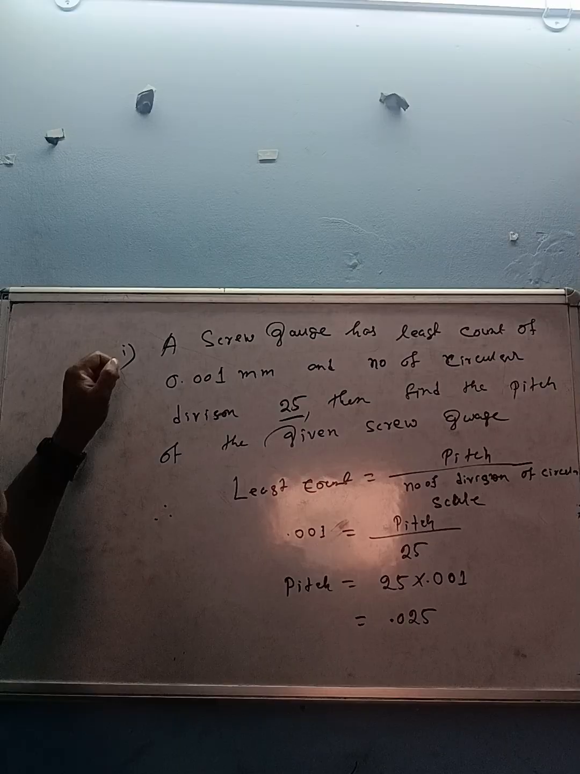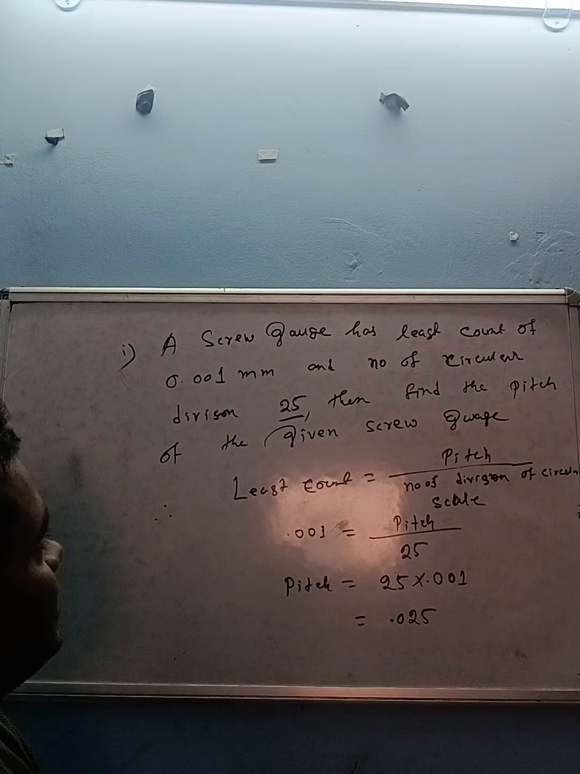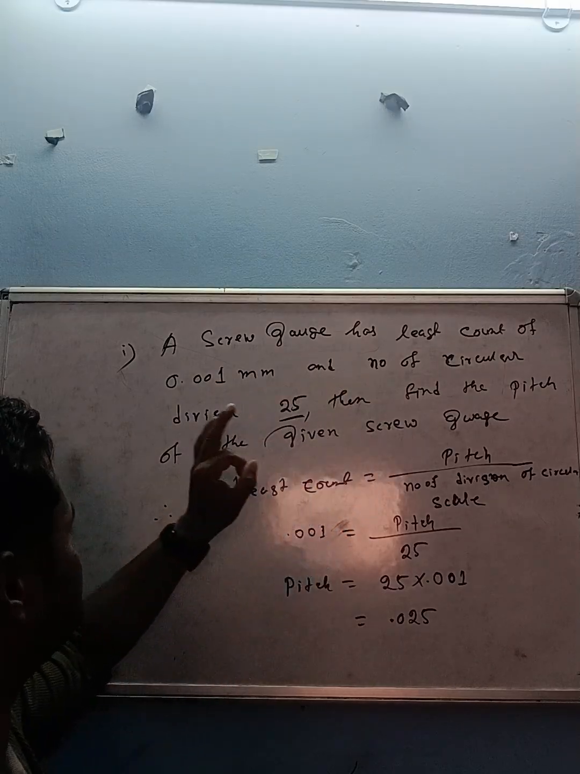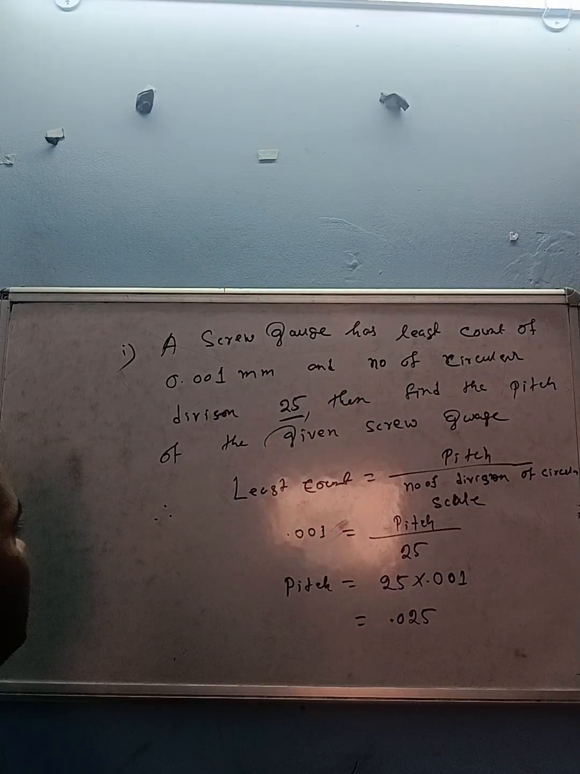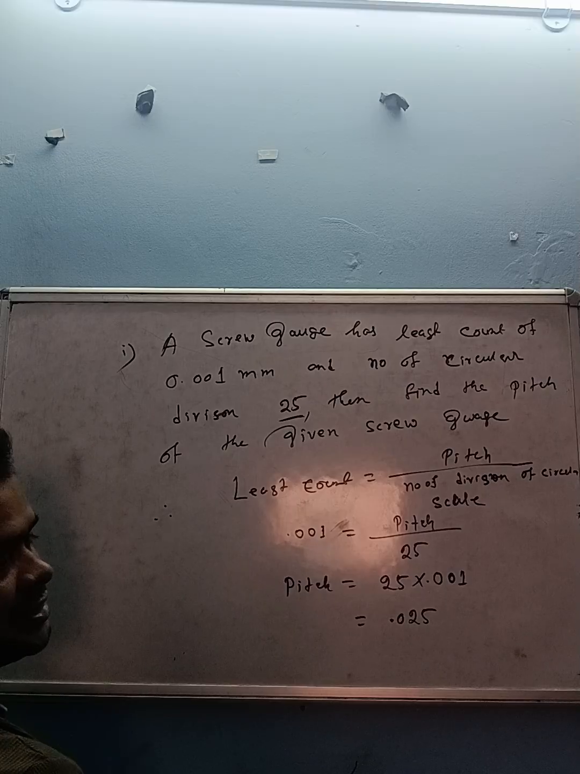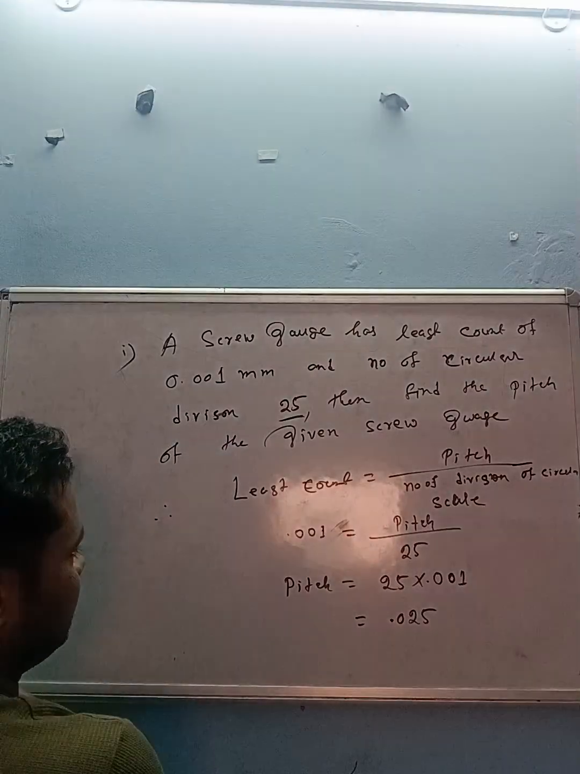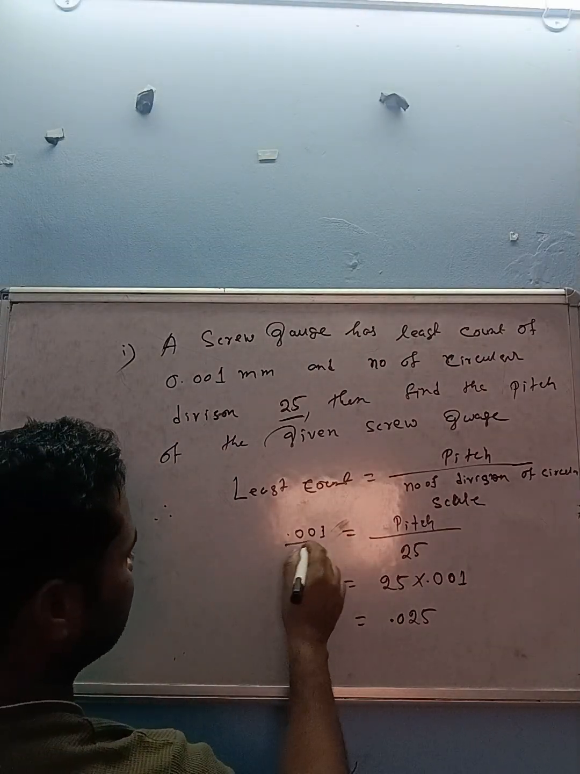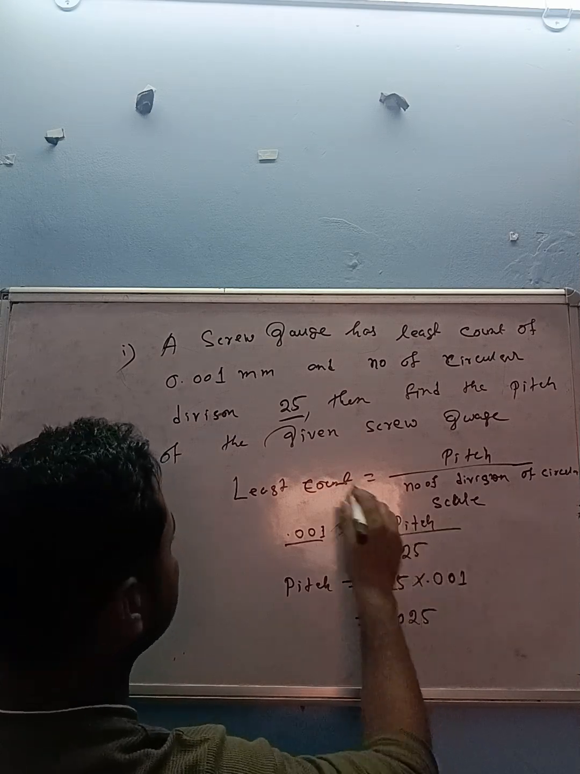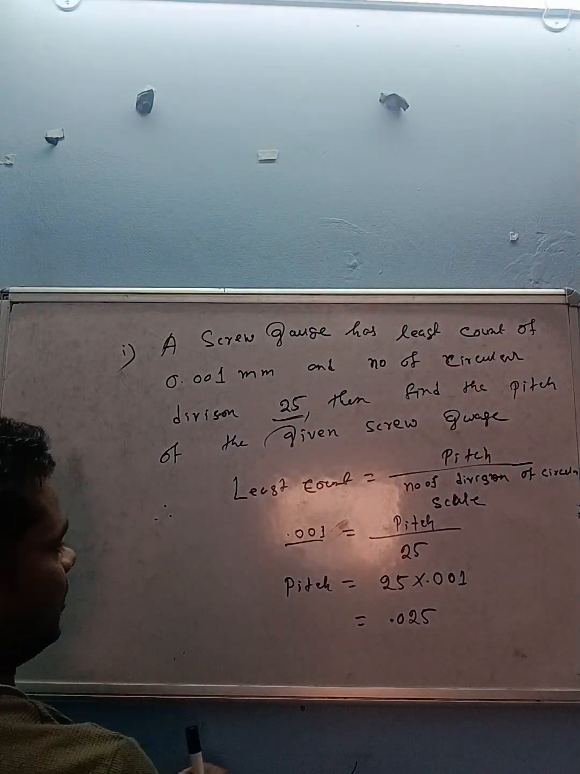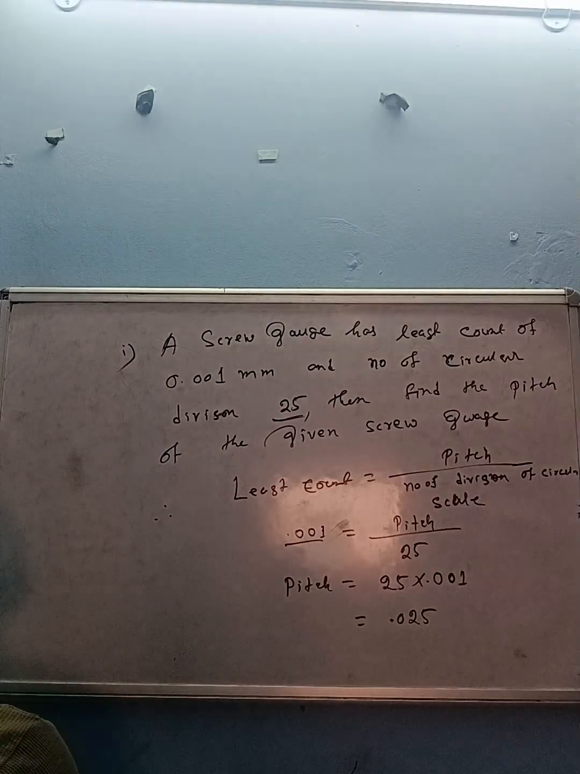What is written in the question: a screw gauge has least count of 0.001 and number of screw gauge divisions of 25, then find the pitch of the given screw gauge. We know the least count of the screw gauge equals pitch by number of divisions of the circular scale. Putting the value of least count here and the number of divisions 25, then cross multiply and see what the result is.